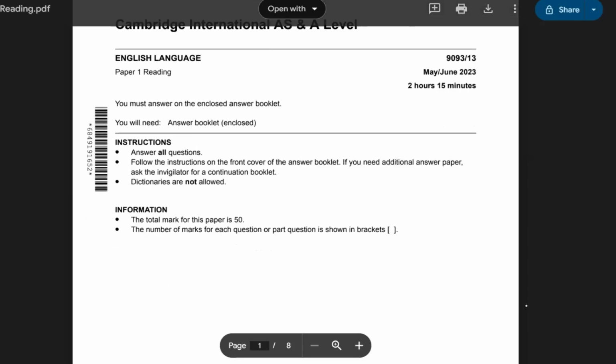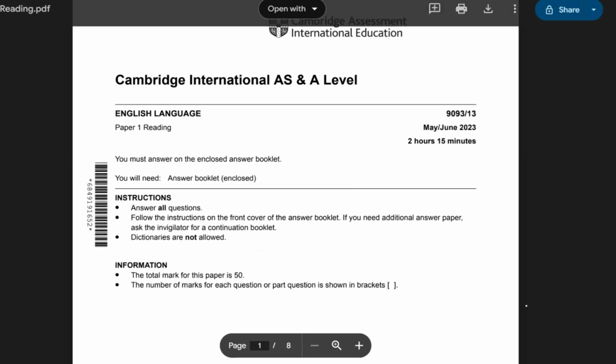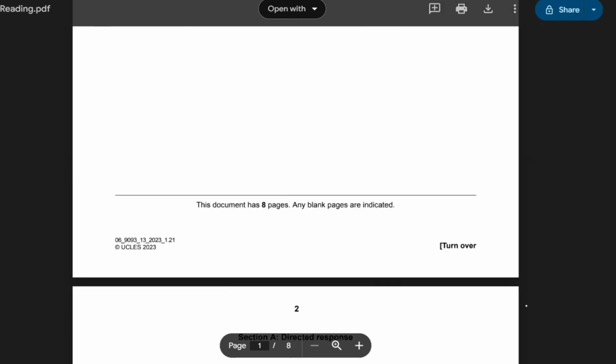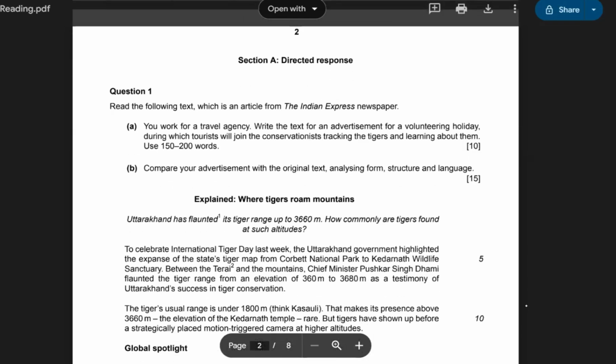Yes. All right. So we are all already aware that this paper is 2 hours 15 minutes. Today I'm going to discuss the feedback of what you have done, Bisma, for Question 1: You work for a travel agency; write the text for an advertisement for a volunteering holiday during which tourists will join the conservationists tracking the tigers and learning about them.